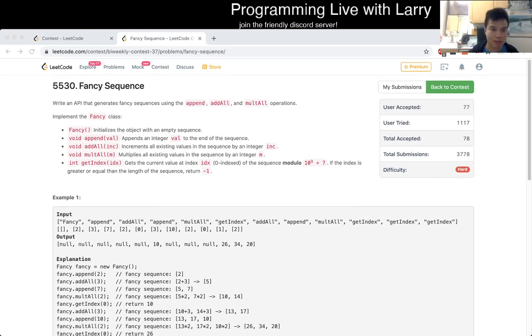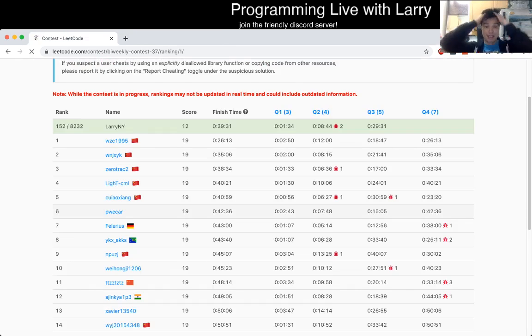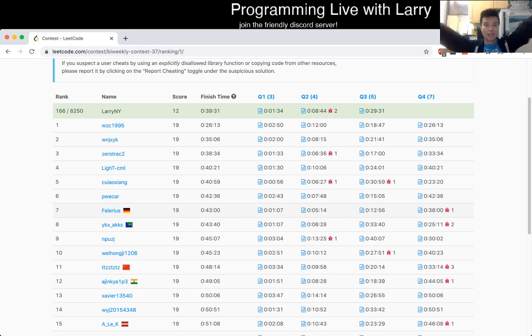Alright, well, alright, let's do some code review, some learning opportunity. 166 is not bad considering I didn't finish a problem, and a lot of people did. Yeah, let's do a quick postmortem first.